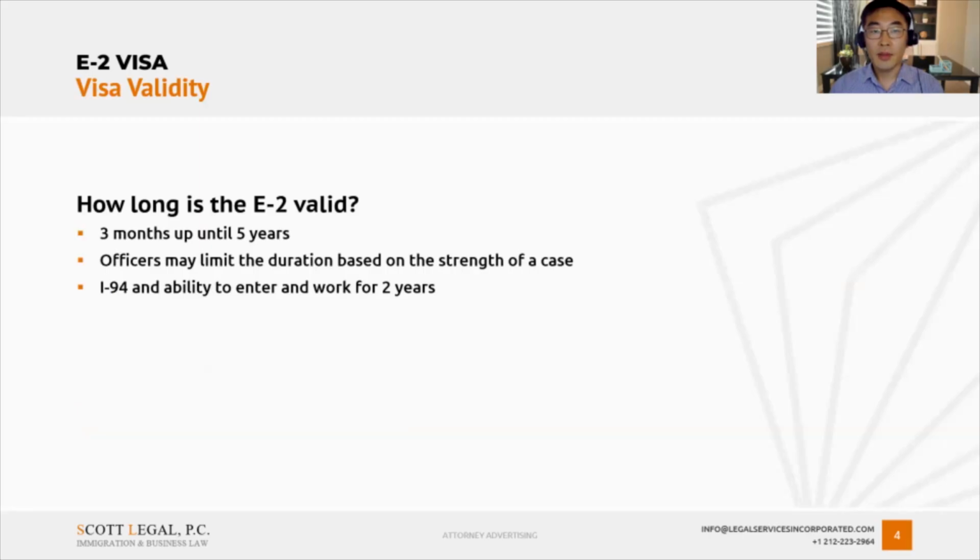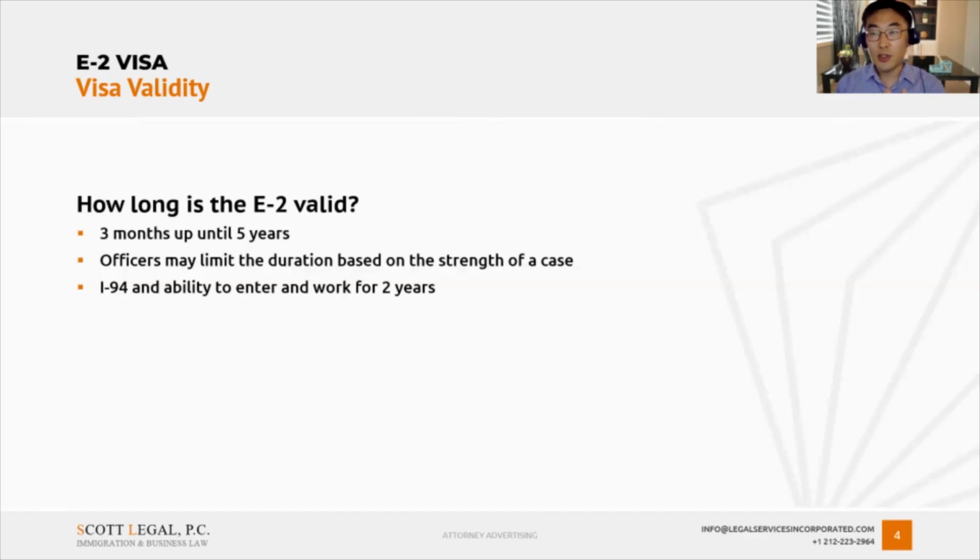Next slide. How long is E2 visa valid? It depends on the treaty agreement between the United States and your home country. It could be very short, like 3 months. It could be maximum 5 years. But if you get 3 months of E2 visa, let's say, it does not mean you will be allowed to run your business only 3 months.